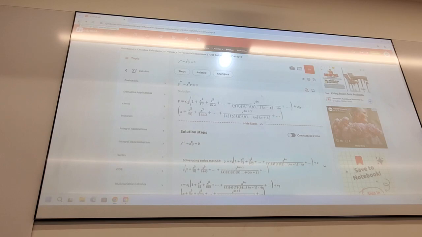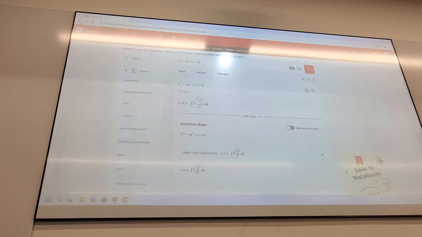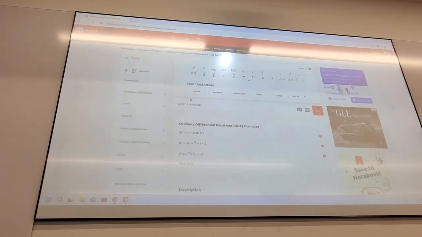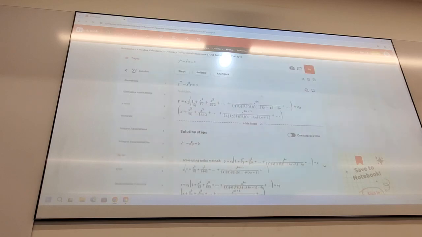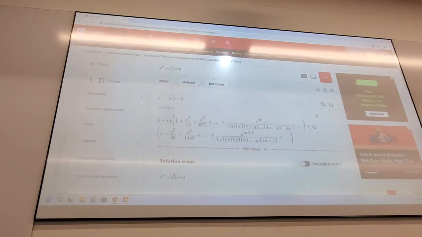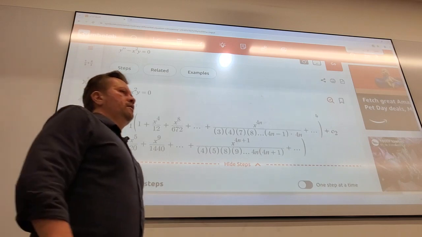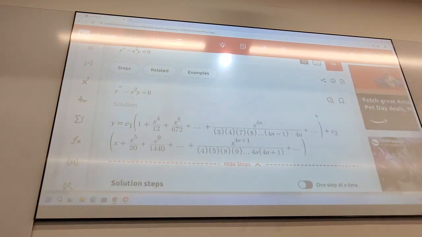If I go to, somebody remember that equation. Let me see if I can remember it. Just to show you, I just searched differential equation calculator. First one. And then I think it was y double prime minus x squared y equals 0. Look at that! Gaze upon that. You can't see it. Let me zoom in a bit.